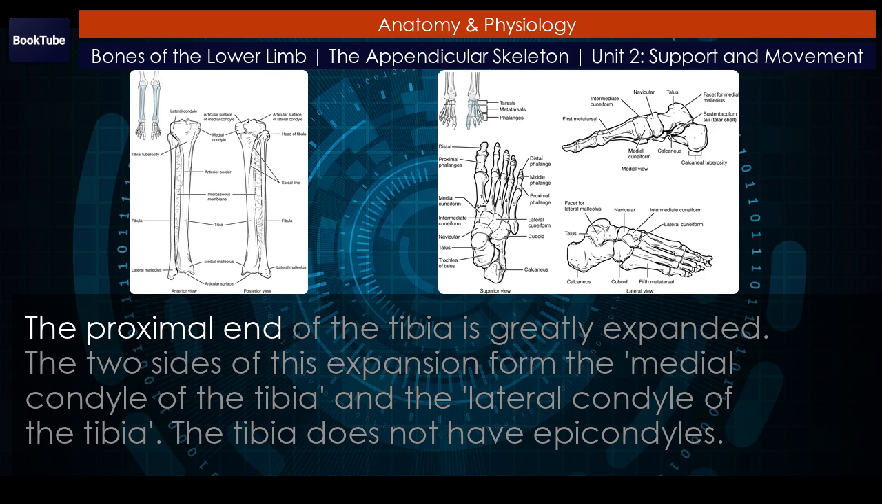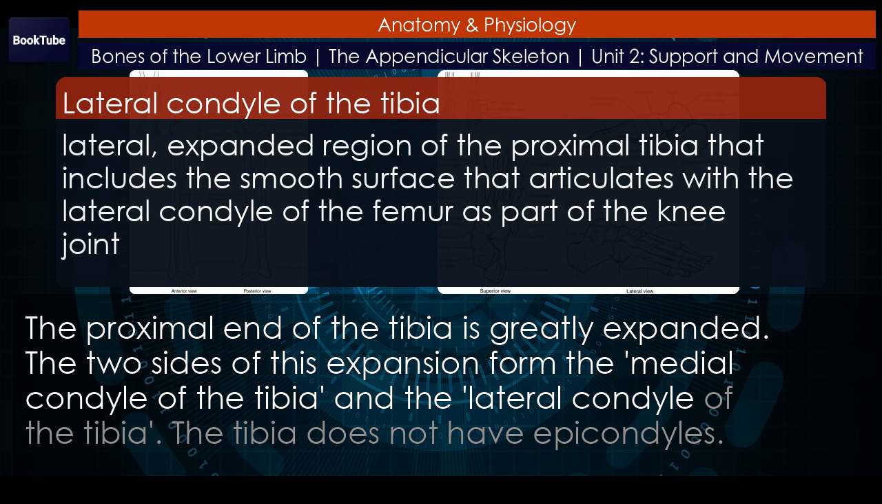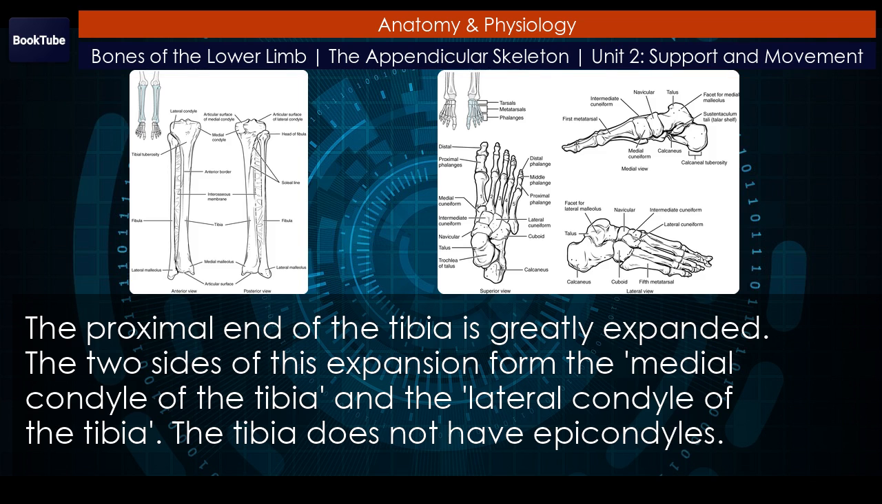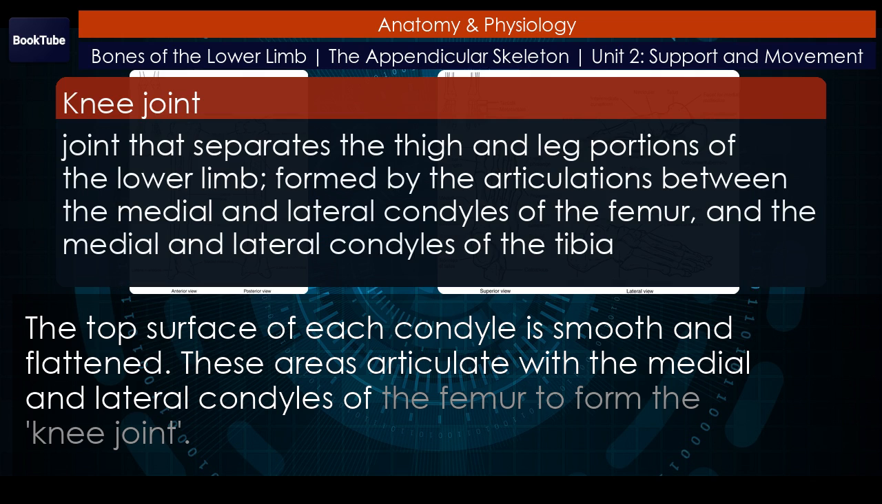The proximal end of the tibia is greatly expanded. The two sides of this expansion form the medial condyle of the tibia and the lateral condyle of the tibia. The tibia does not have epicondyles. The top surface of each condyle is smooth and flattened. These areas articulate with the medial and lateral condyles of the femur to form the knee joint.